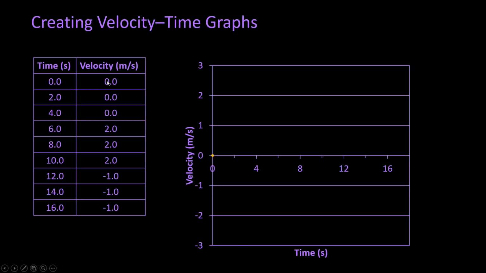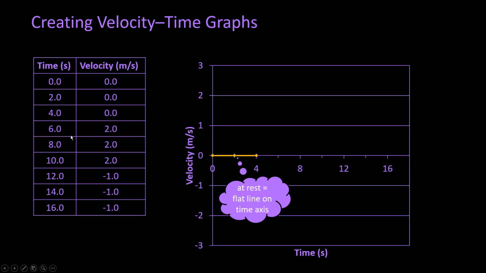And so at time 0, the velocity is 0. We put our data point there. We go on to our next time at 2 seconds, and 4 seconds. And what we notice is when the velocity is 0, in other words, when the object's at rest, we have a flat line on the time axis. So unlike the position time graph, where a flat line anywhere on the graph meant the object was at rest, on a velocity time graph, it's only at rest if that flat line occurs at velocity 0.